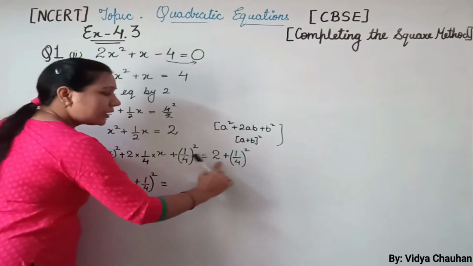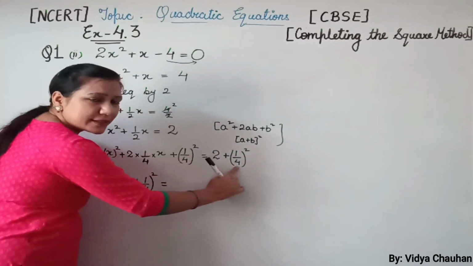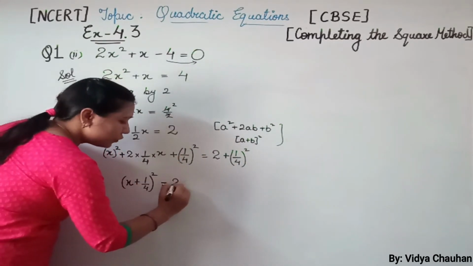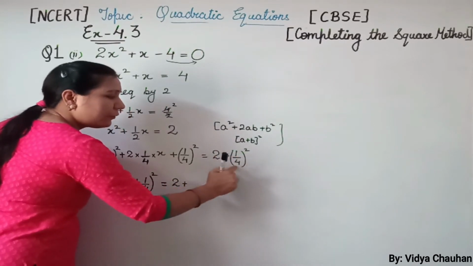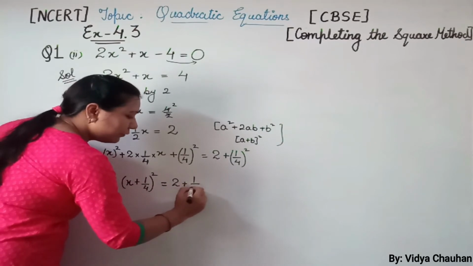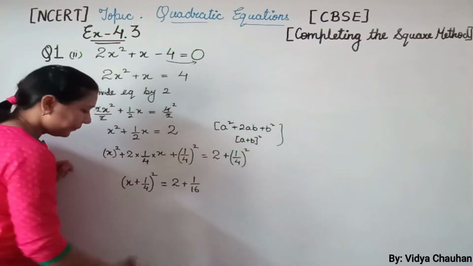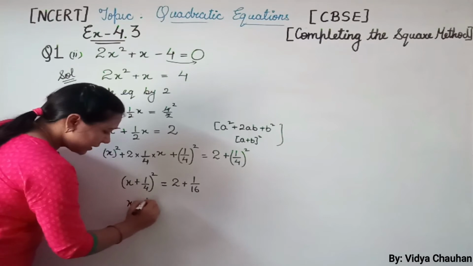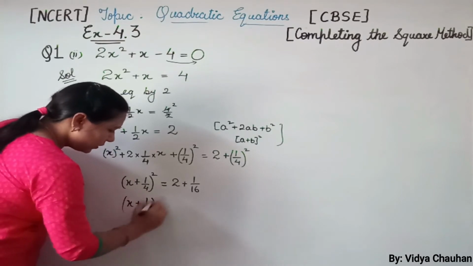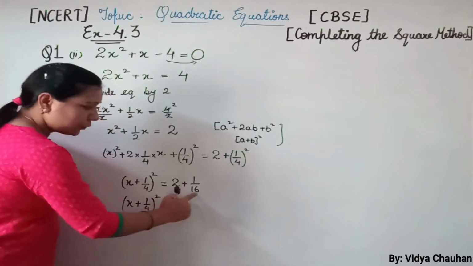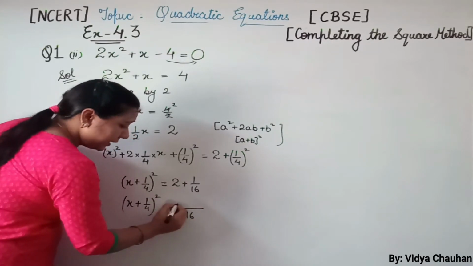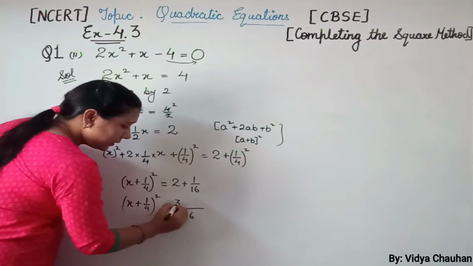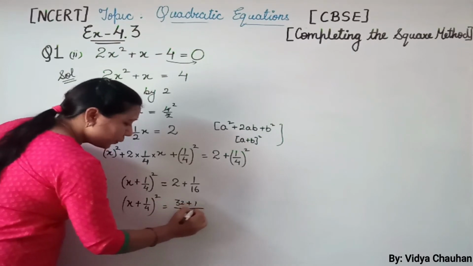Now let us solve the term which is present on the right hand side. So how are we going to solve? 2 plus square up, getting the square of 1 upon 4. 1 square is 1 only, 4 square is 16. In the next step, x plus 1 upon 4 whole square equals to. Taking the LCM here, you'll get LCM as 16, and what you will get here is 32 plus 1.